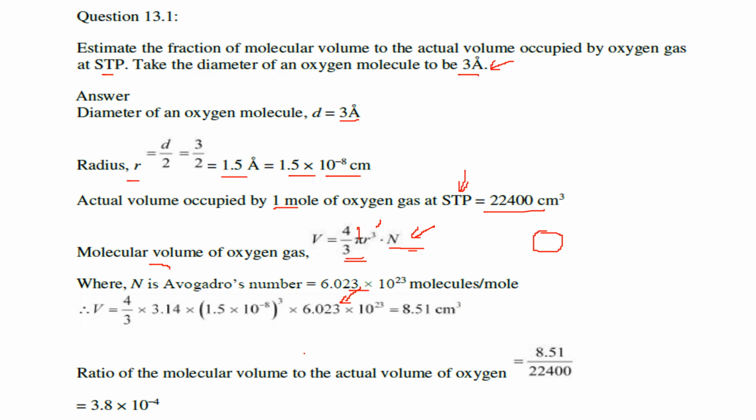And now what is the ratio? Because the question is being asked about the fraction. So what is the ratio of molecular volume to the actual volume? This 8.51 divided by this 22.4 liter or 22400 centimeter cube. This gives you 3.8 into 10 to the power minus 4.